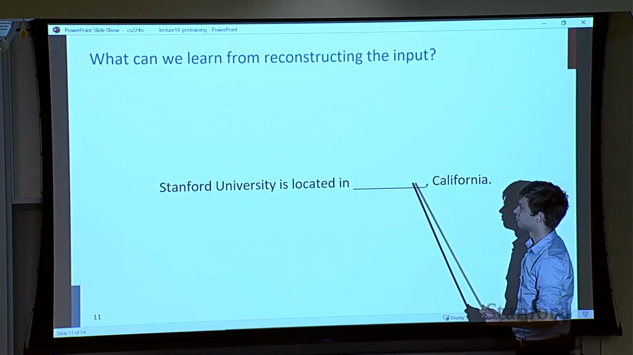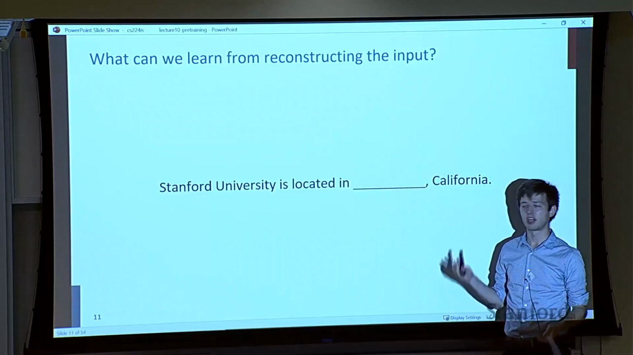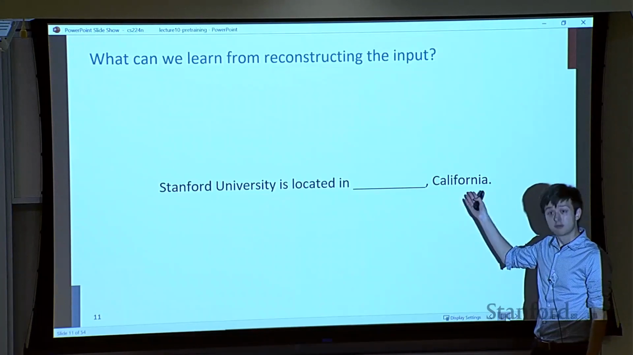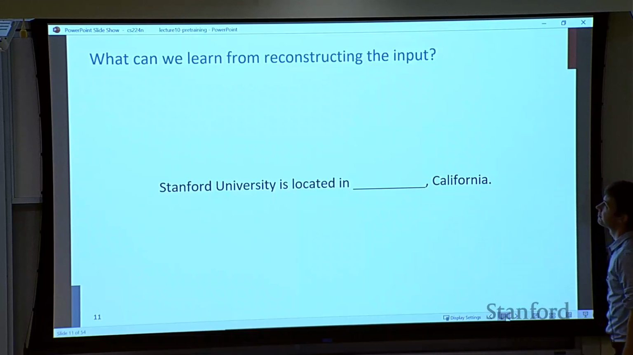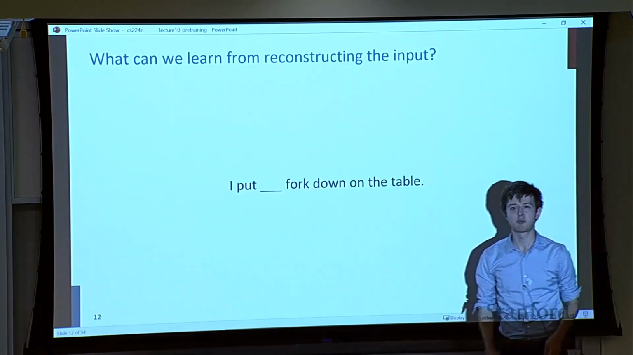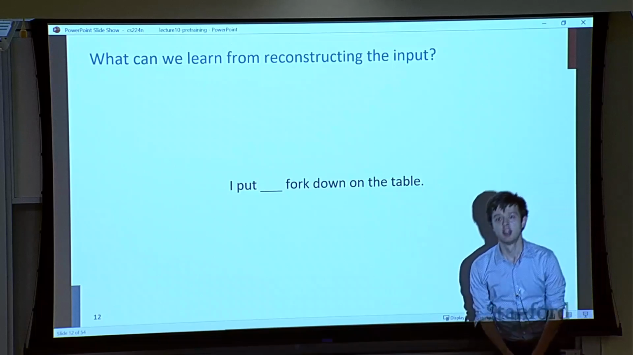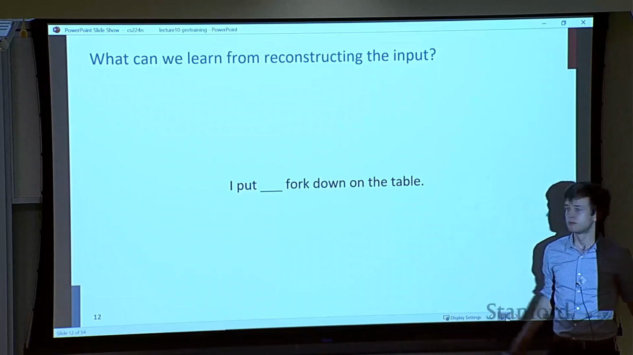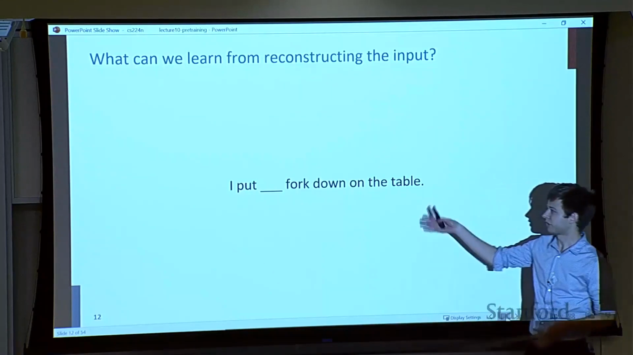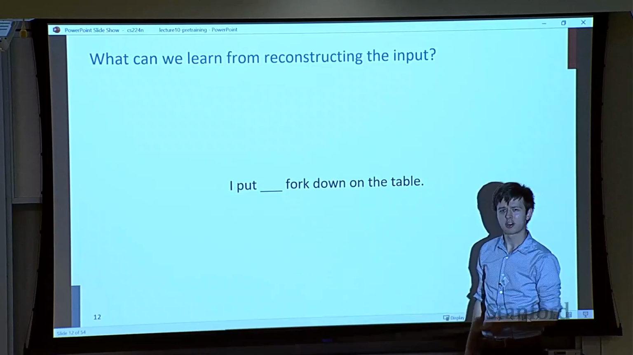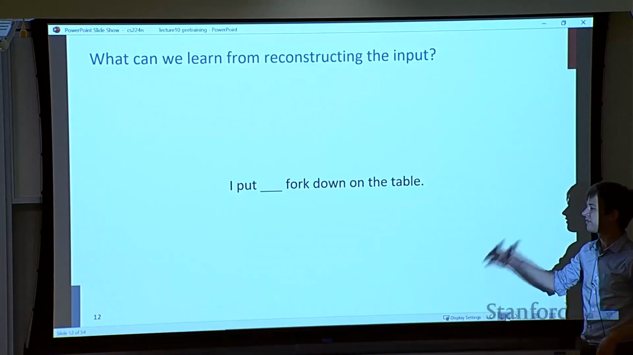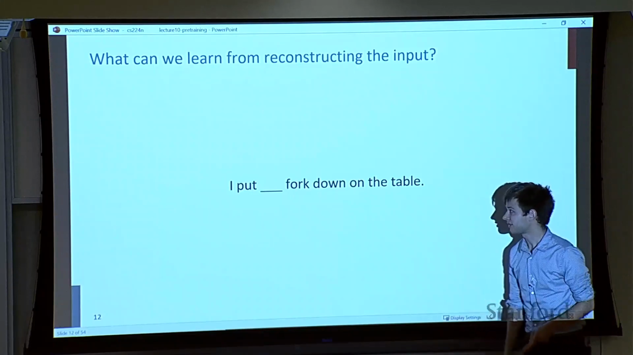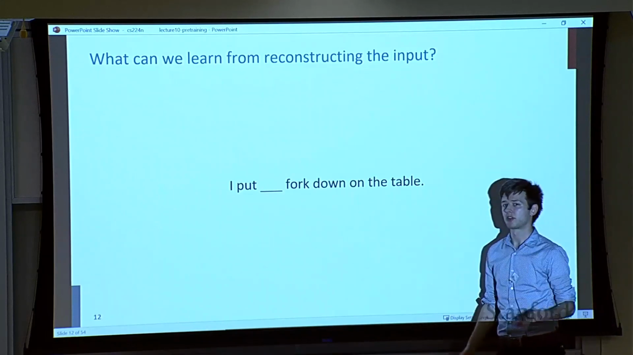Okay, so this is an instance of something that you could imagine being a pre-training objective. You take in a sentence, you remove part of it, and you say, recreate the part that I removed. And in this case, if I just gave a bunch of examples that looked like this, it might learn this sort of trivia thing here. Okay, here's another one. I put blank fork down on the table. This one is underspecified, right? So this could be the fork, my fork, his fork, her fork, some fork, a fork. So this is specifying the kinds of syntactic categories of things that can appear in this context. So this is another thing that you might be able to learn from such an objective.